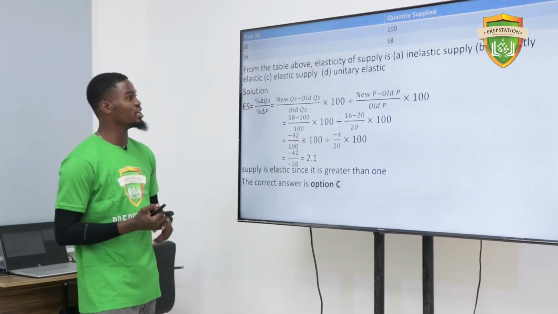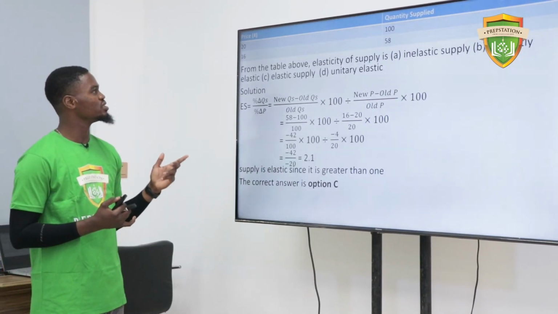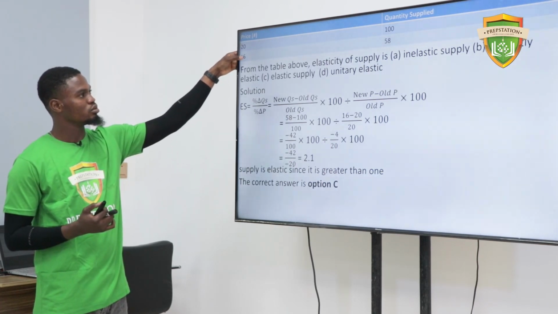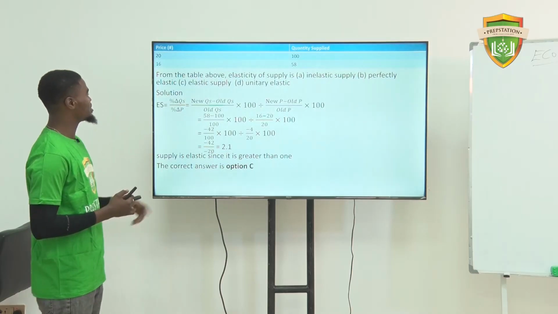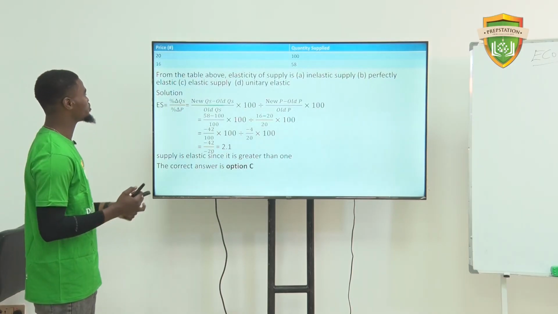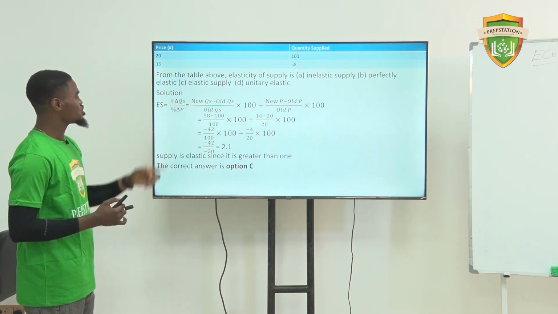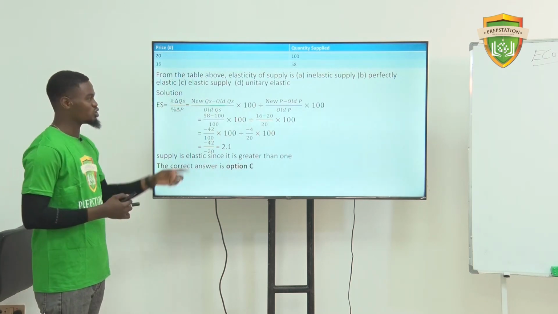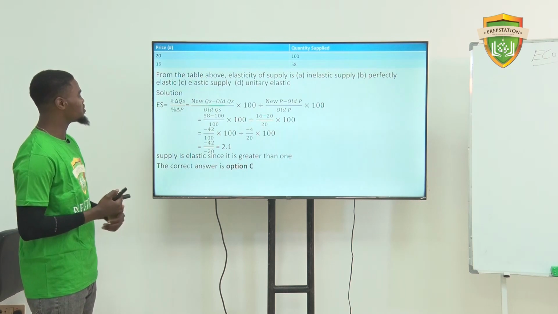Then you have a question here in a tabular form. Price as 10. So this is the old, this is the new. So using the formula, they said from the table above, elasticity of supply is, what they are trying to tell us is here, solve for the value and interpret your results. I told you how we interpret results previously. So let's solve for the value.